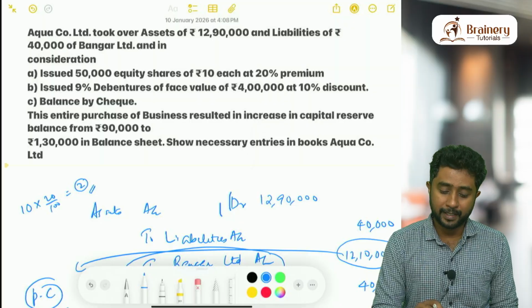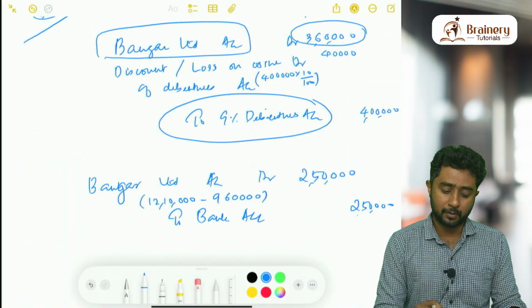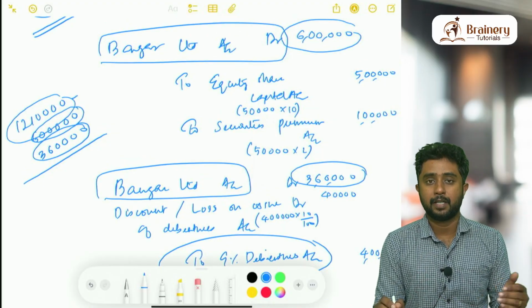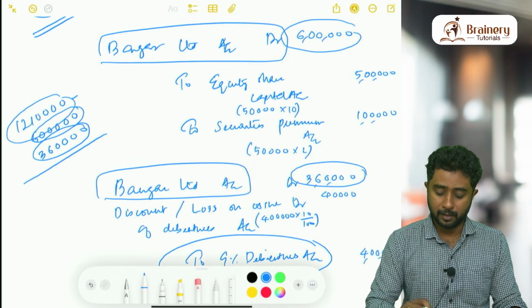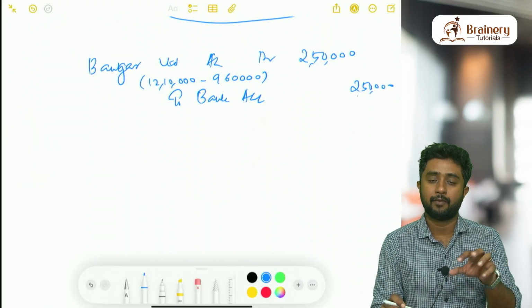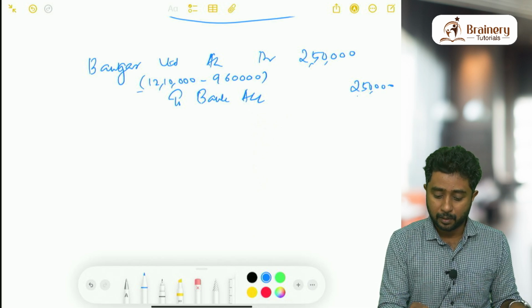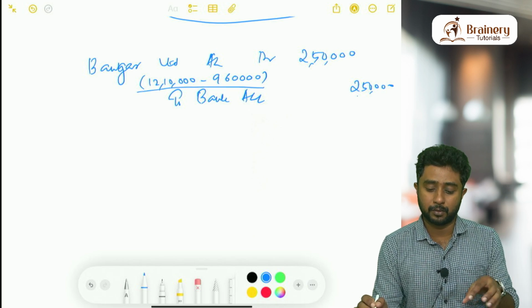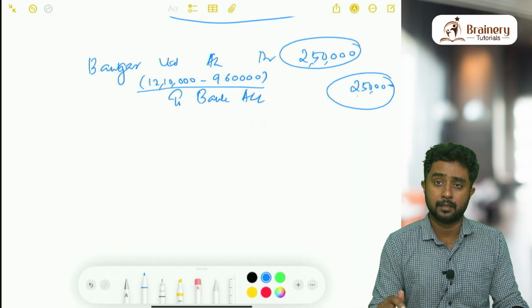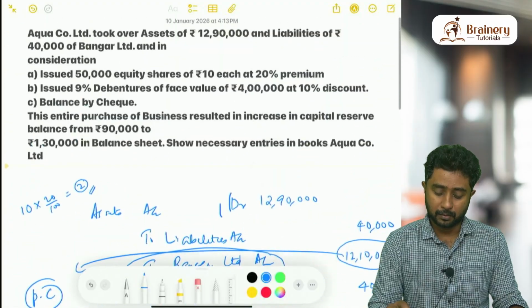Now the next question is, what is the remaining amount? Balance is paid by cheque. So for that, how to find the remaining amount? Totally there was 12 lakh 10,000 to pay. Already we have paid 9,60,000. So obviously the remaining amount is 2,50,000, for which we are passing the entry again, vendor account debit to bank account. So we are writing here how we calculated the amount, 12 lakh 10,000 minus 9,60,000. So we are getting 2,50,000 as the answer. So this is how we are calculating the amounts. This is how we are supposed to do this kind of sums.